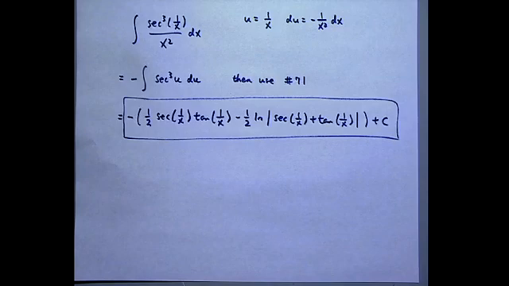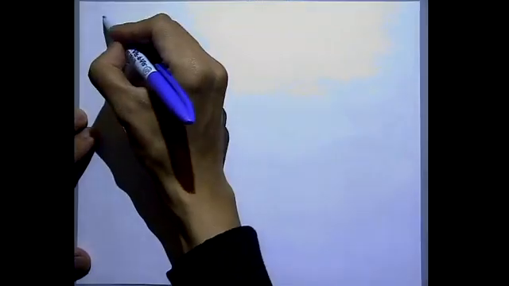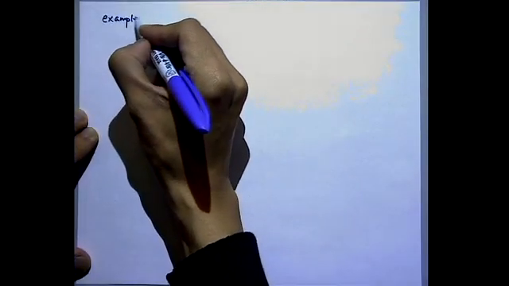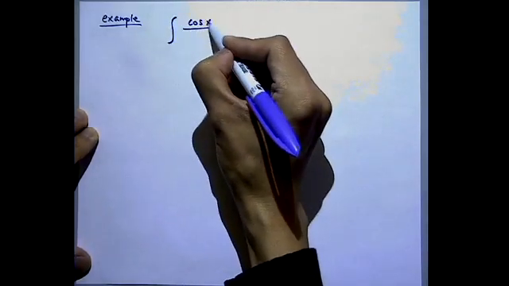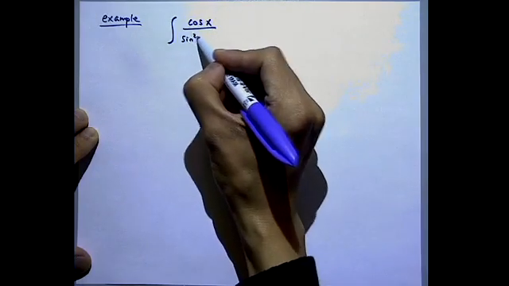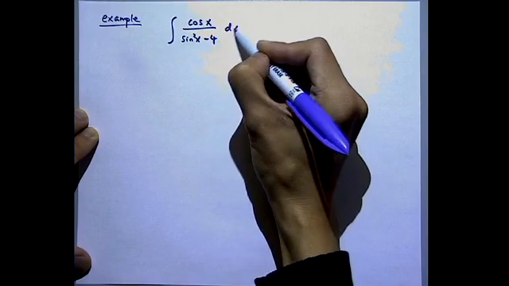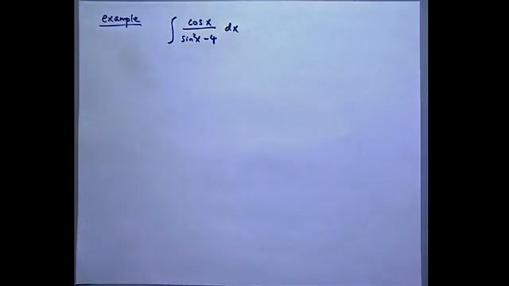Okay, let's continue this theme of making substitutions. Let's look at the next one here. Here we have cosine of x over sine squared x minus 4.